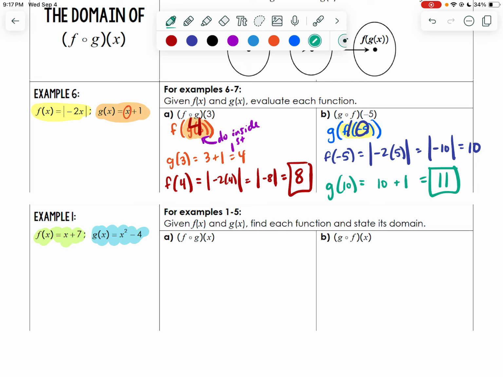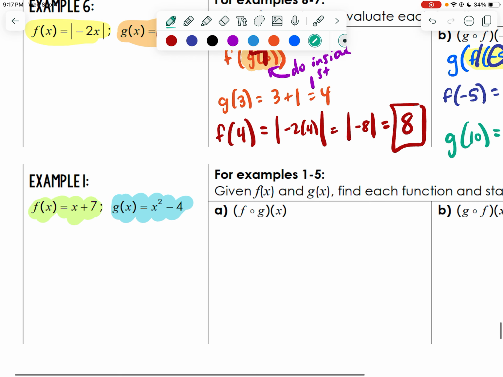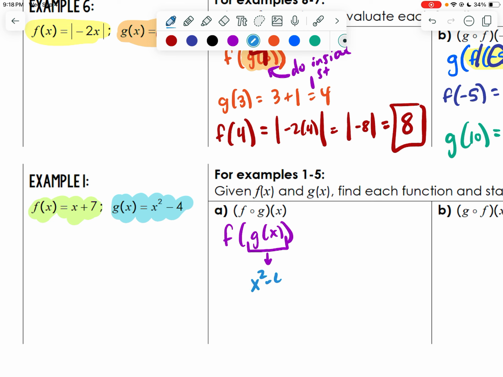All right, so again, let's rewrite this. So this is f of g of x. Yes, you do the inside first, but for g of x there's not really anything to do there. So I am going to take this g of x and just write what my function is. So g of x is x squared minus 4. Then I'm going to leave that f function on the outside. So this says find f of x squared minus 4.